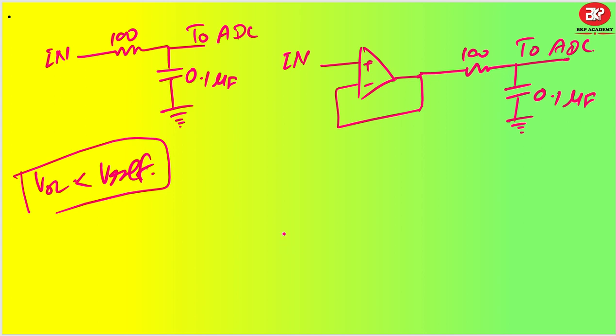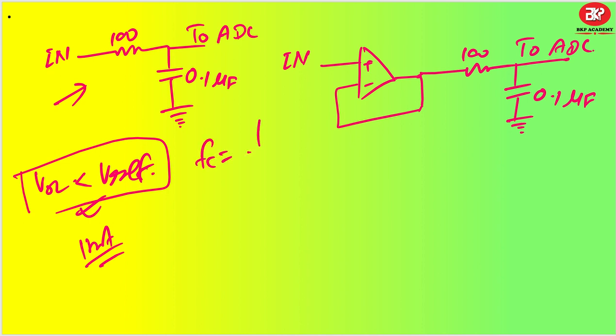Now if it has enough capability, let's say around 1 milliamp current or something is available, then simply connect one low pass filter using RC. This is my low pass filter using RC. If it is DC voltage, then you can keep 100 ohm and 0.1 microfarad blindly, and it will work properly.